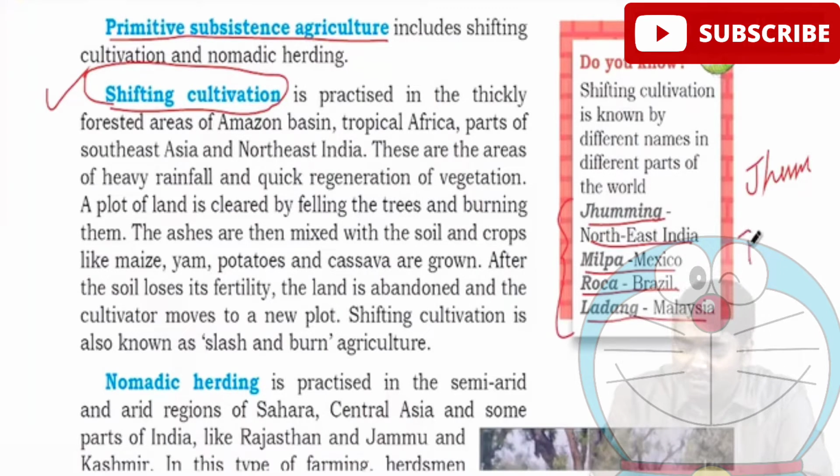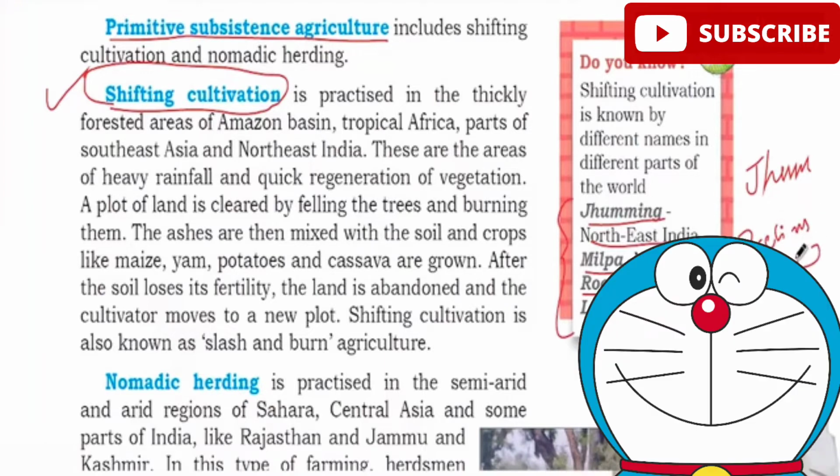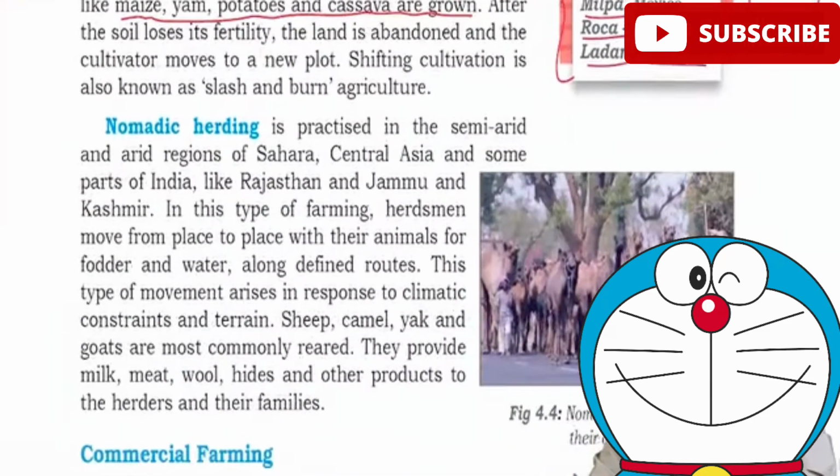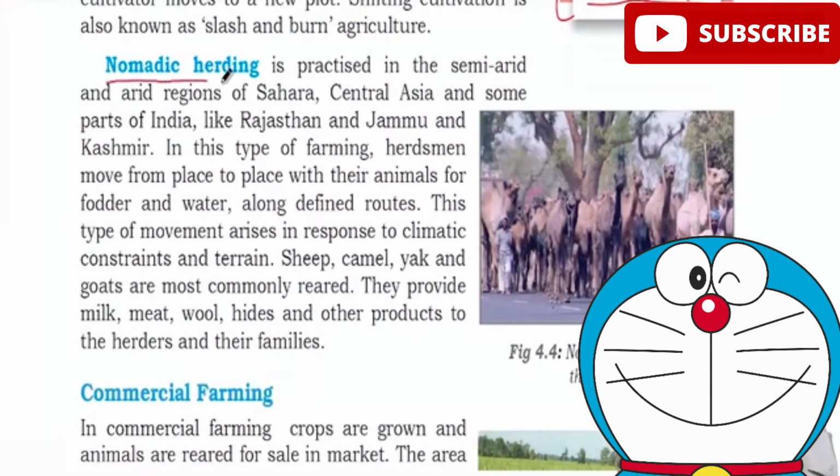Usually in prelims they may ask you this, right? And you should be aware of this. Maize, yam, potatoes and cassava are usually grown in this region. Then what is more important for us is nomadic herding. What is the meaning of this?